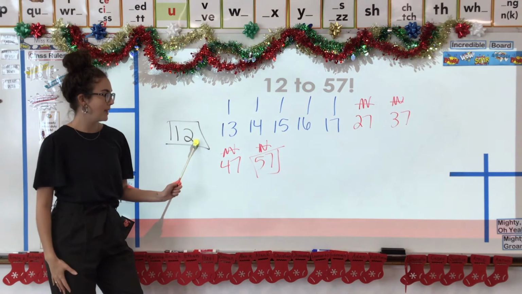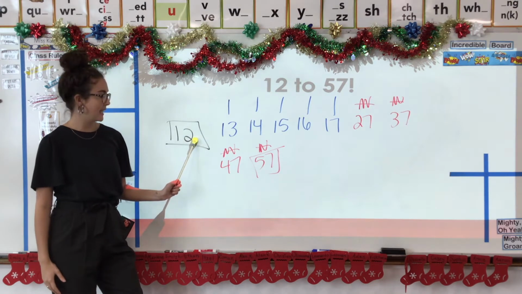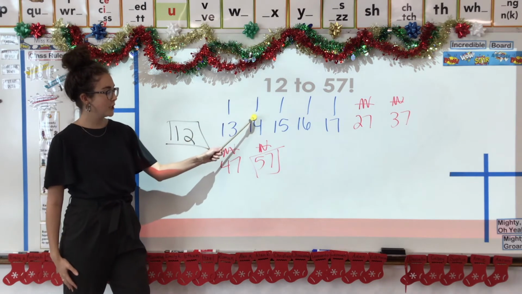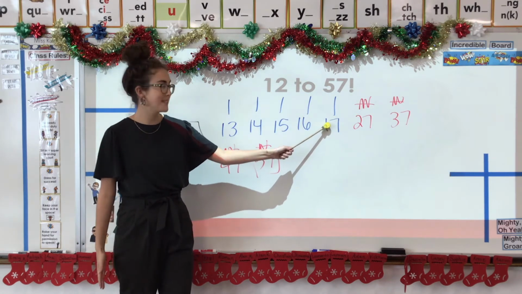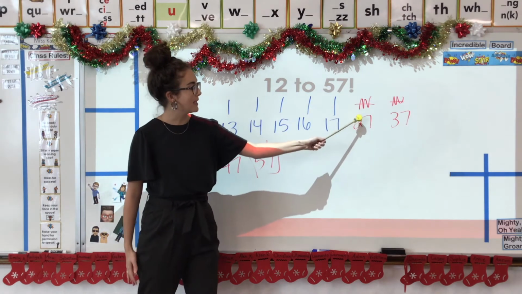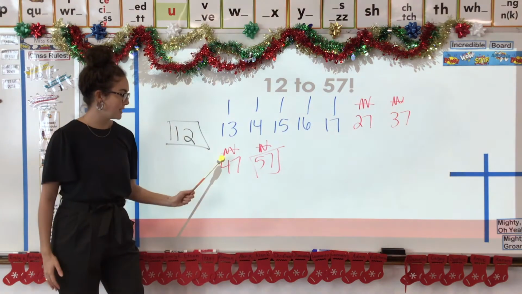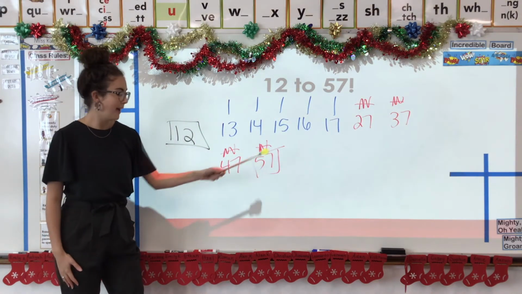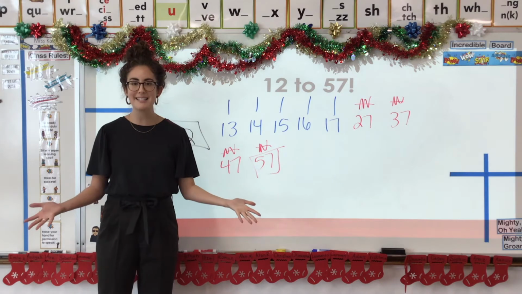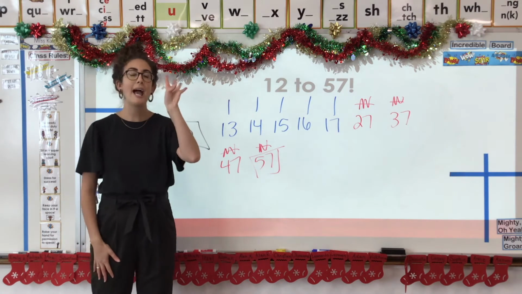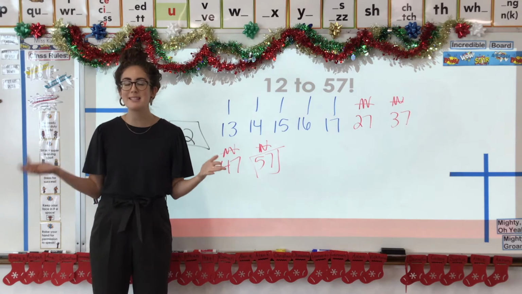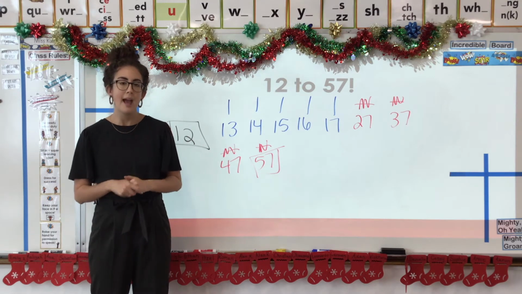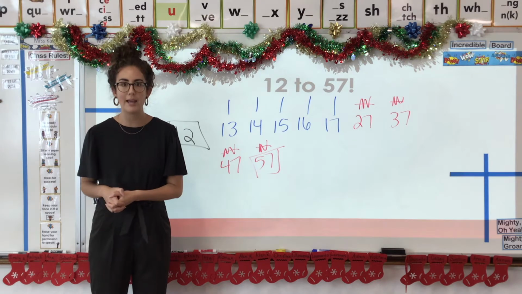Let's take a look. How many ones did we count? 1, 2, 3, 4, 5. 5 ones. How many tens? 1 ten, 2 tens, 3 tens, 4 tens. This was just as quick as last time. 5 ones and 4 tens. I love that there's multiple ways to count between these two numbers as long as it's the quickest way.